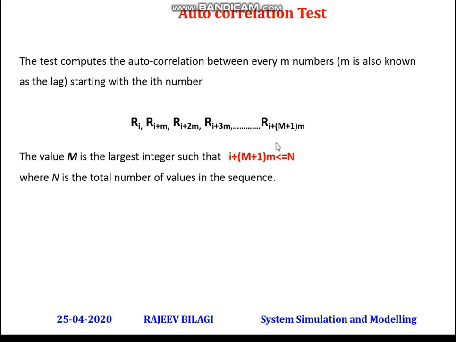So now I will represent the same sequence like this. The final number should be like i plus (M plus 1)m, whatever value you choose here, but it should always be less than or equal to the total number of values given in the sequence. Now, the capital M is the largest integer such that this condition holds, where N is the total number of values in the given sequence. So that is what we have identified.